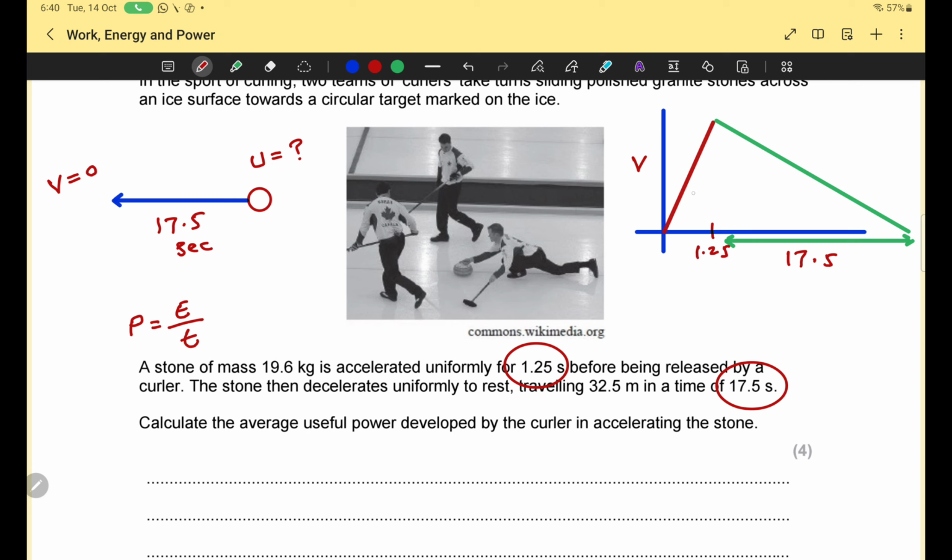Absolutely. And this acceleration is produced by the curler. Okay, the curler is the person, and this is the deceleration when the object is released. So we have to calculate the power of the curler. हमें कर्लर की पावर कैलकुलेट करनी है.